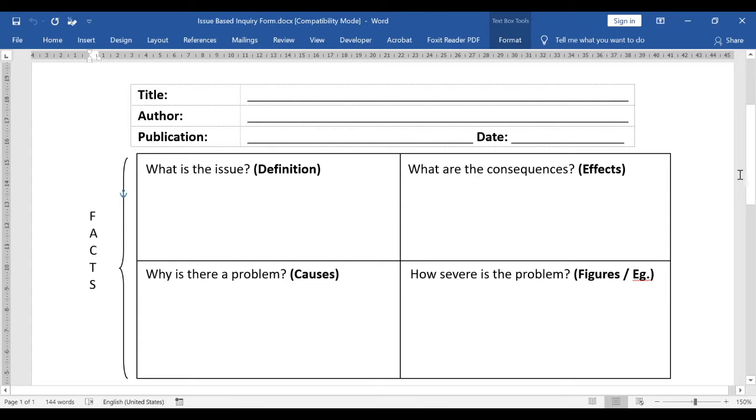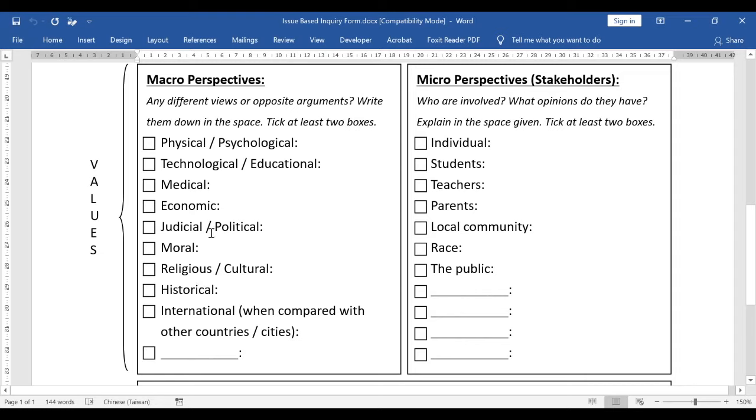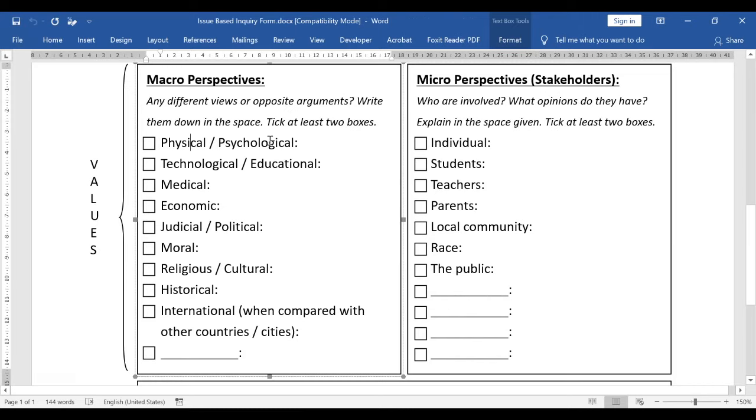But if you want to add more substance, another layer of complexity, or another layer of meaning, or express more of your thoughts, you go into the parts about values. And the first part about values would be the macro perspective. For example, physical vs psychological, 生理上嘅，心理上嘅。So you can think of an issue from different perspectives.